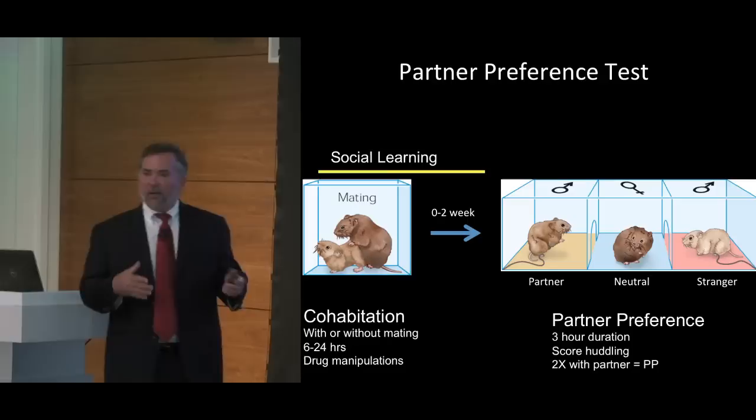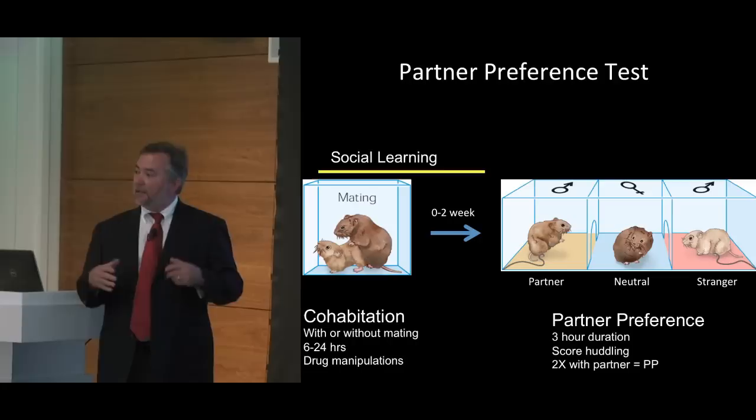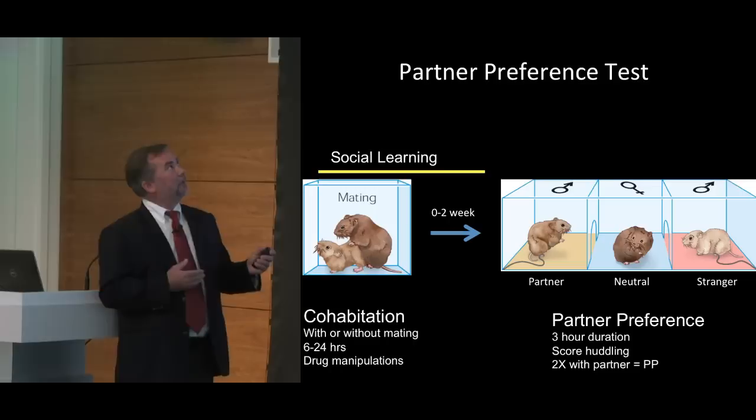So given oxytocin's role in the bonding of the mother to the baby, Sue Carter and Tom Insel around the early 1990s thought that maybe oxytocin is involved in the bonding of the female to the male prairie vole. So what they did was Sue Carter developed this partner preference test. This is how we looked to see if the animals formed a bond.